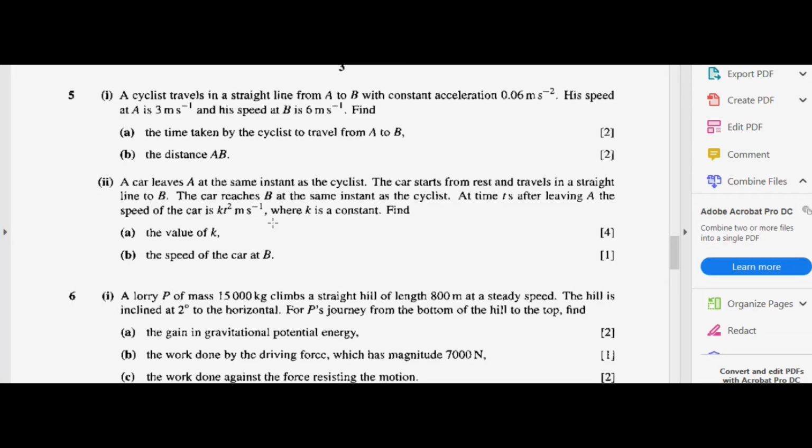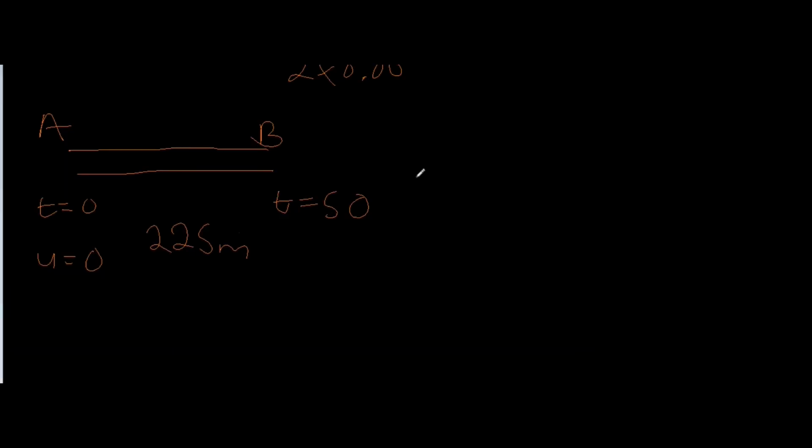And then we know that the velocity of the car at any point is given by kt squared. The velocity of the car v is given by kt squared. So this is the piece of information that we've been given. And what we're trying to find is, what is the value of k? Well, how do we do this? We look at the information that we know. We know that the displacement of the car when t is equal to 50 is 225 meters. But how do we get the displacement when we've been given the velocity?